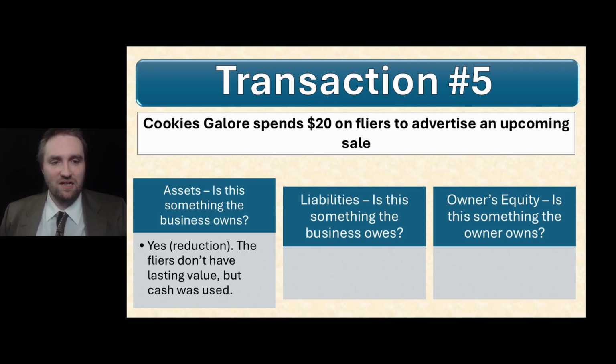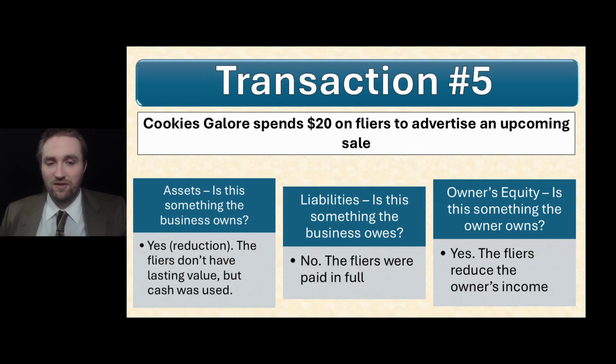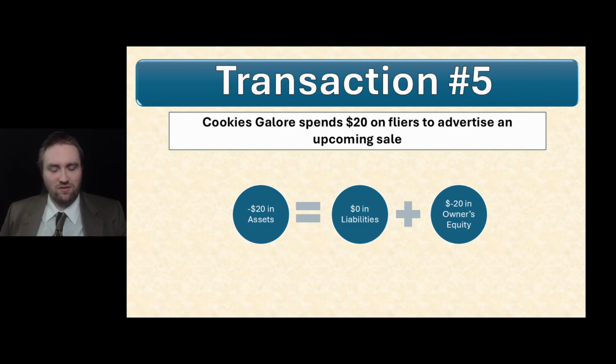Liabilities. Is this something the business owes? No. They've paid for the flyers in full. Owner's equity. Is this something the owner owns? Yes. The flyers don't have lasting value and are thus an expense, which reduces the owner's income. Final result, negative $20 in assets equals $0 in liabilities minus $20 in owner's equity.